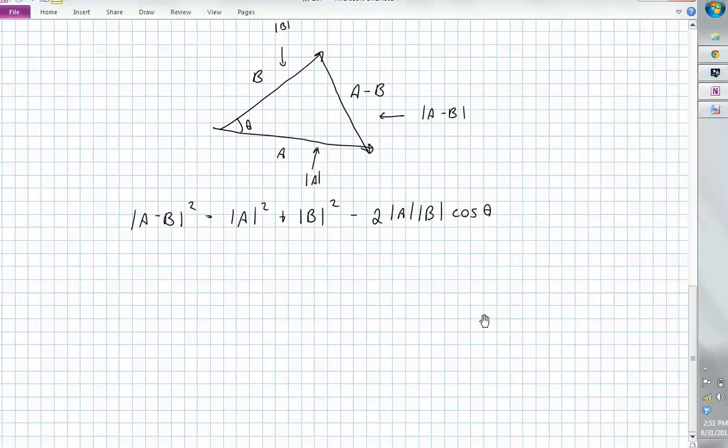A minus B. How do you compute A minus B? Well, not so much, I don't want the magnitude yet, just A minus B. I just subtract the components, right? Okay, so you're one step ahead of me. So what I really want is the magnitude of this vector.